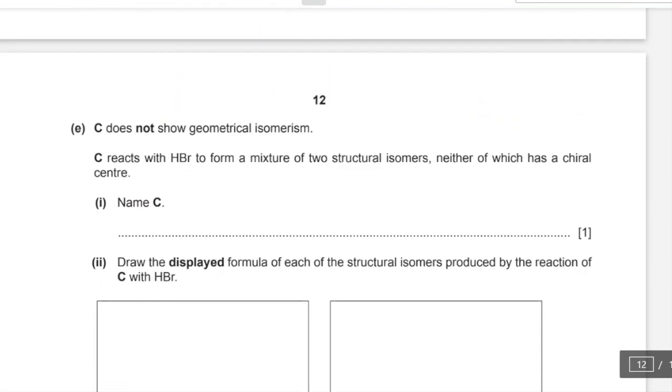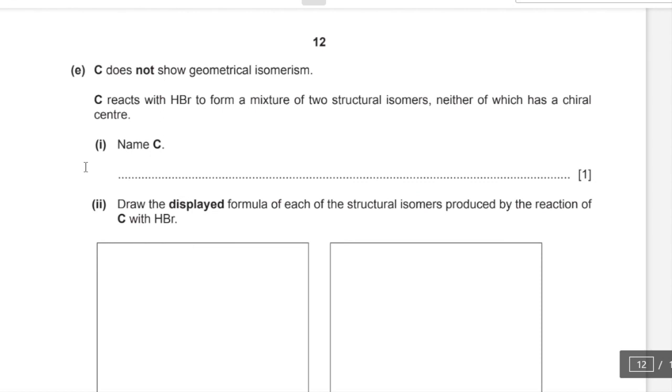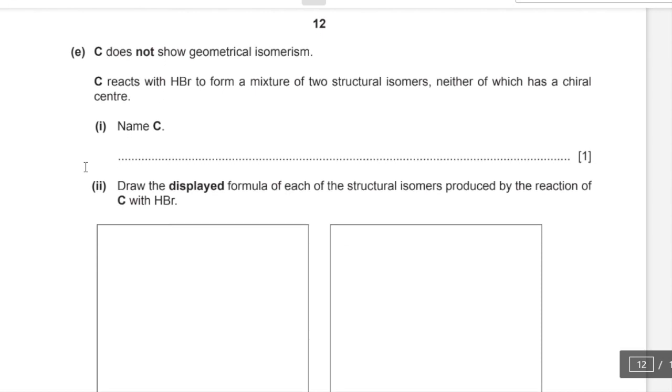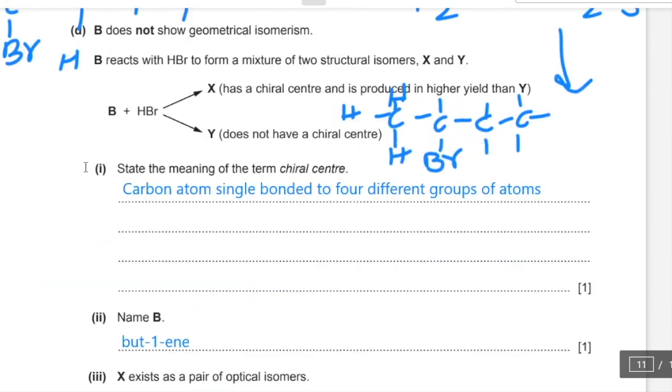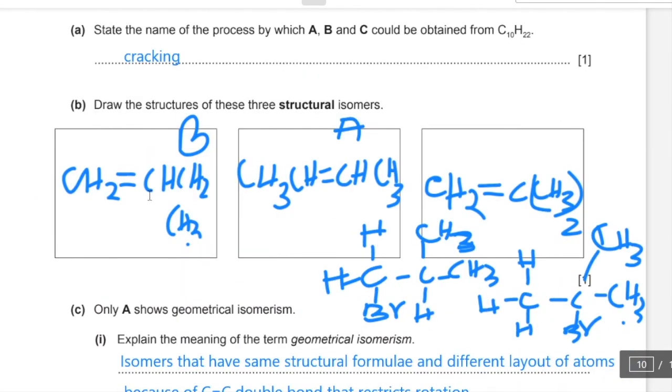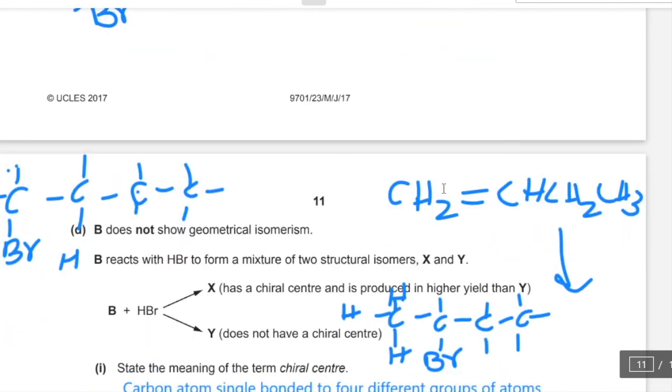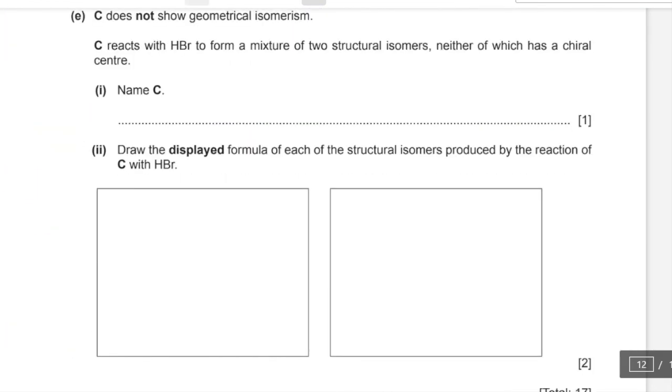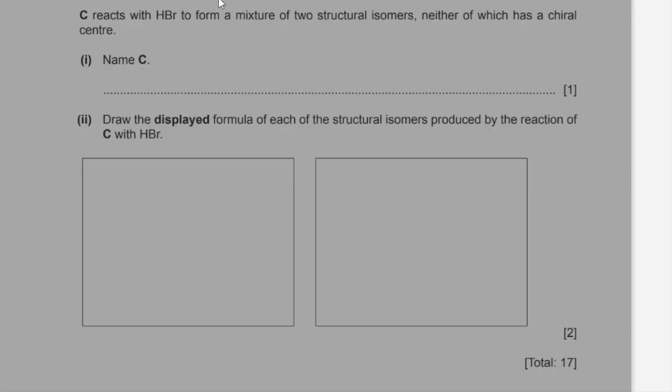E. C does not show geometrical isomerism. C reacts with hydrogen bromide to form a mixture of two structural isomers, neither of which has a chiral center. Name C. Alright, let me go back to the question. This one was A, this one was B, and that means this has to be C. I'll draw that with the question so we don't have to scroll back up.